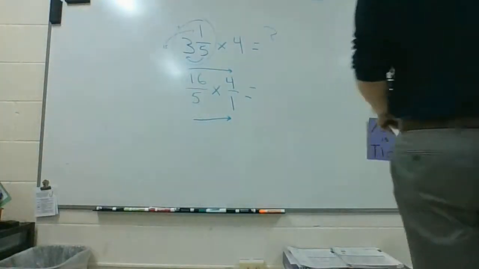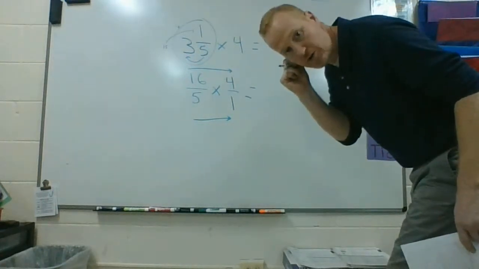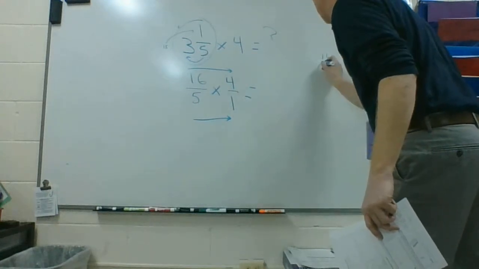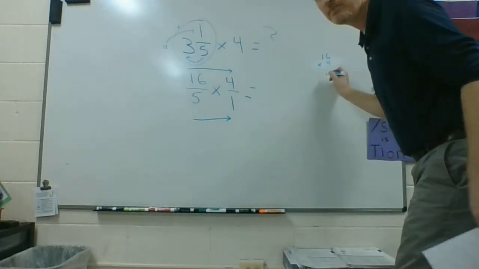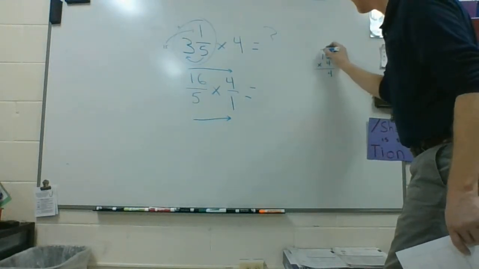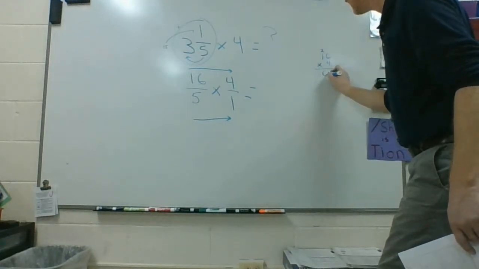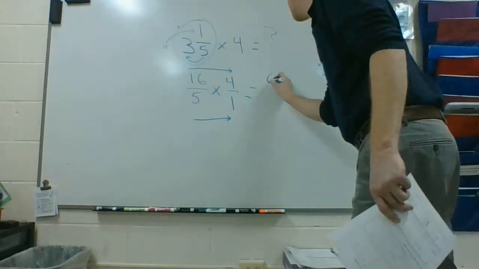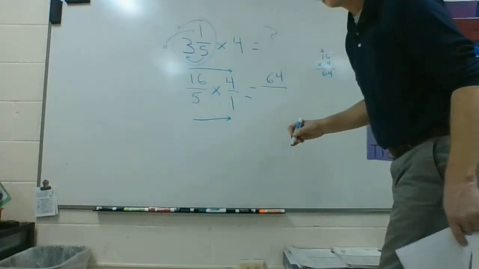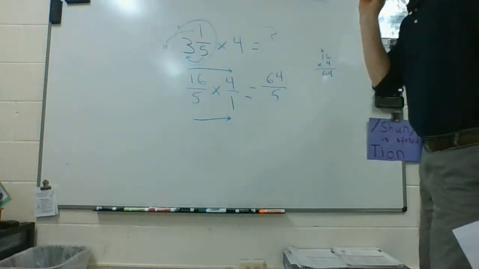So now you're going to be doing 16 times 4. I can't really do that in my head, so I would do it off to the side here. 16 times 4. 6 times 4 is 24, carry the 2, 4 times 1 is 4, add the 2, 6, so 64 on the top, that's my numerator, and then 5 times 1 on the denominator, that's 5. So now we have an improper fraction.